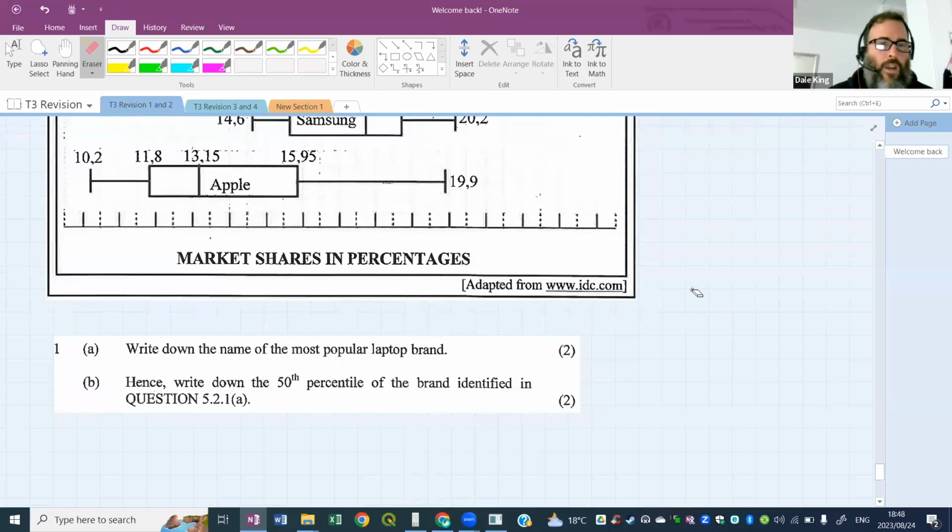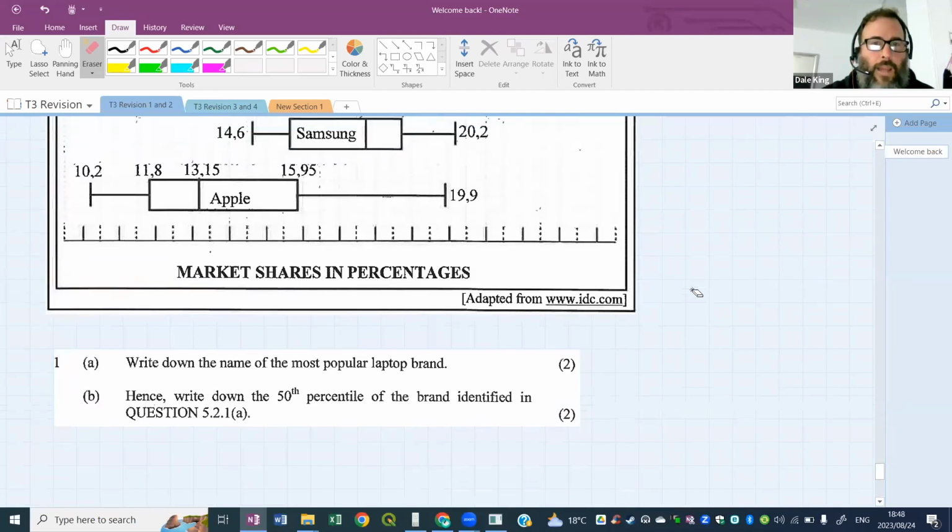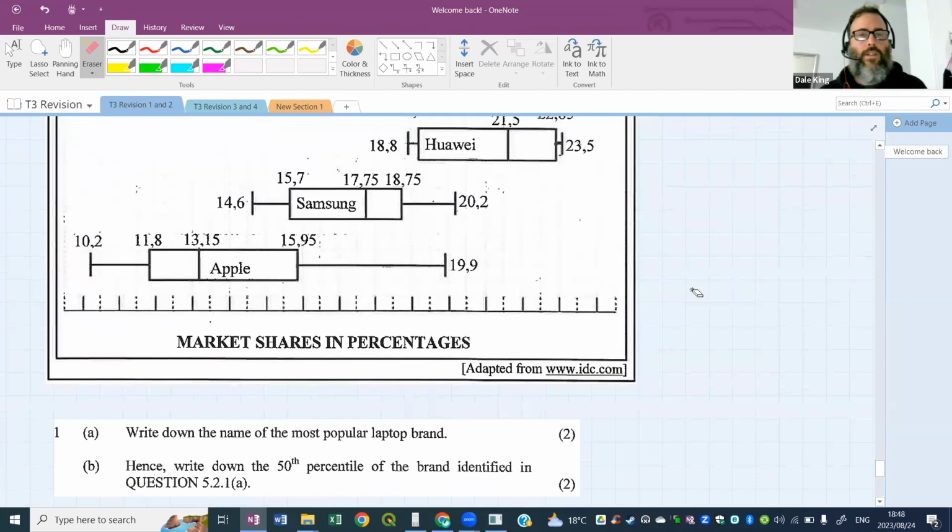Here we go. Write down the name of the most popular laptop brand. Everyone says which one has the most market share, which one has the most customers. Everyone's got to say Huawei. Yes, Huawei, the highest percentages of the market share. Okay, they got the highest percentages of the market share. 2 marks for you, money in the bag. All right, hence.